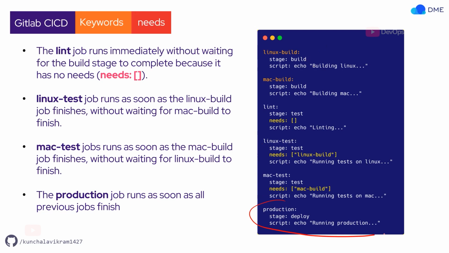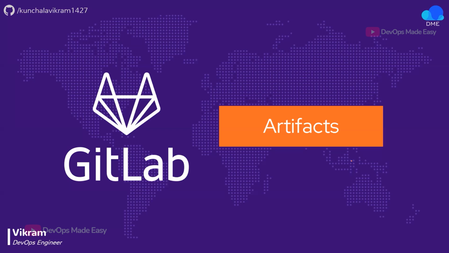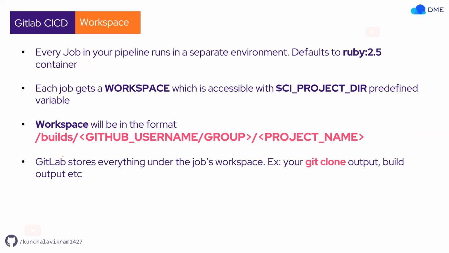It won't wait for the other jobs. But if you see deploy to production, you don't have any needs, which means that if this is the last stage, this job will only run at the last. It will wait till all the jobs are completed.